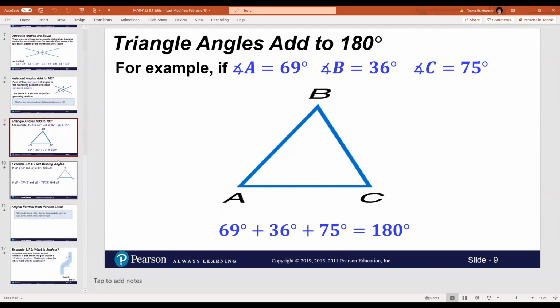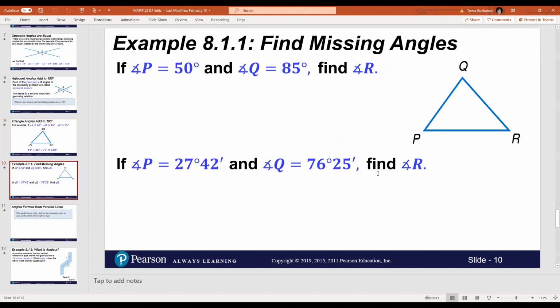Let's talk about this one. The first one's kind of a simple one, kind of obvious what we just did. But this one involves degrees and minutes. If I know that angle P is 27 degrees and 42 minutes and angle Q is 76 degrees, 25 minutes, what about angle R? Well, that suggests that the first thing I probably need to think about doing is to go ahead and add together the two known angles.